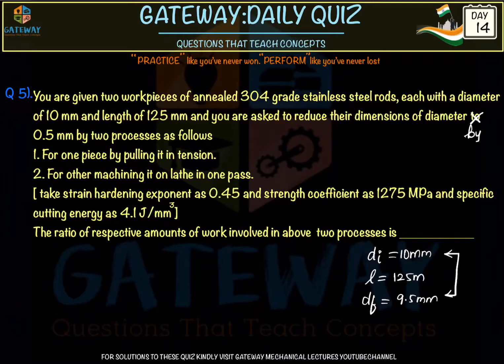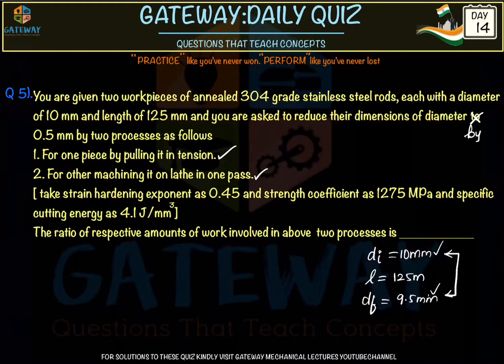We have seen machining already, and here we will see what exactly forming is. In machining, we apply a turning operation to reduce the diameter, keeping the workpiece on a lathe. The first condition, for one of the workpieces, is that we apply a pulling force, that is, tension. This is the case of forming, where there will be plastic deformation, and once there is plastic deformation, our diameter will be reduced. So we need to reduce the diameter from 10.5 mm to 9.5 mm. On the other workpiece we apply machining, keeping it on a lathe, and reduce its diameter in one pass.